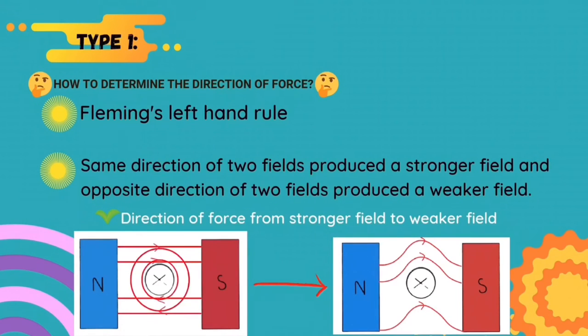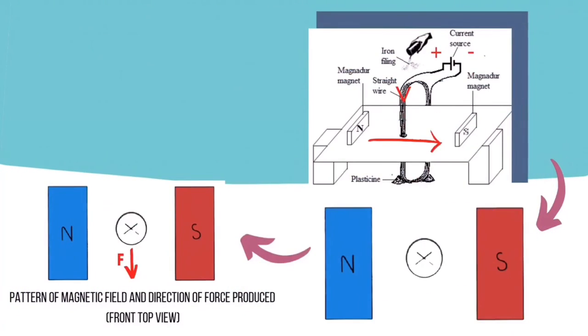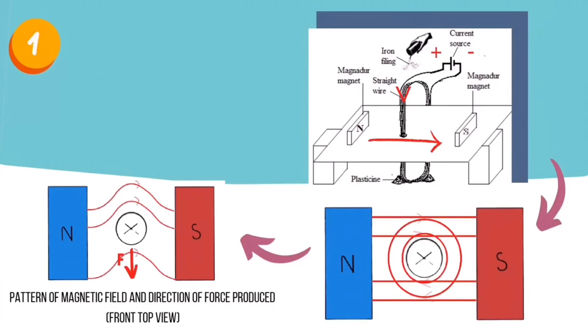As I stated before, if the fields move towards the same direction, it will produce a stronger field, and if they clash with each other, it will produce a weaker field. So now, let us refer to the diagram on our right. As we can see, the pattern of the magnetic field is curving upward. It is because, as we all know, the direction of the force is from a stronger field to a weaker field. And based on the diagram, the catapult field is curving upward, which is leaning towards a stronger field. So next, I will explain two possible scenarios we can obtain from type 1.